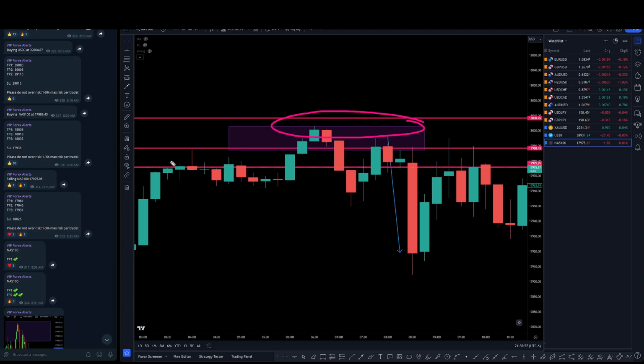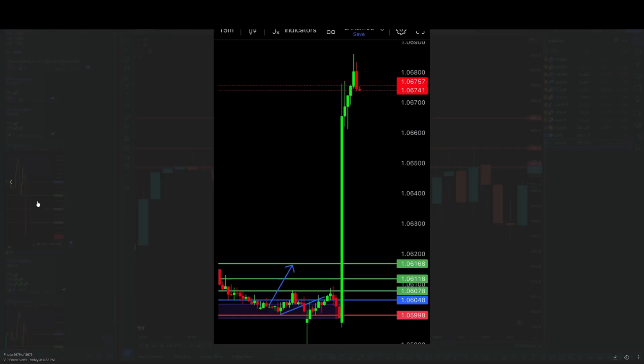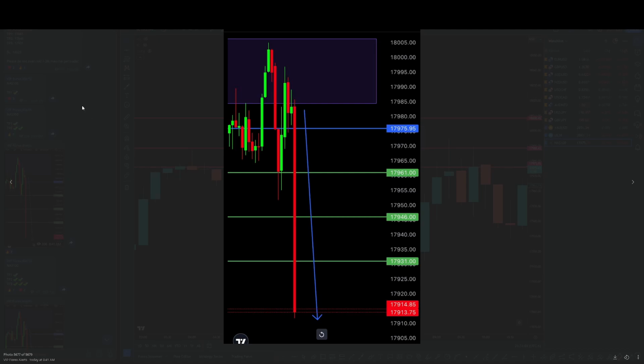I told everyone selling NAS100 at 17,975.95, followed by the take profits. And sure enough, not too long after that, it dropped. I mean, it just dropped like a rock. We hit our entry, take profit 1, take profit 2, take profit 3, and then it dropped even more. It went from 17,975.95 all the way to 17,914.85. So that was just a really clean, beautiful move.